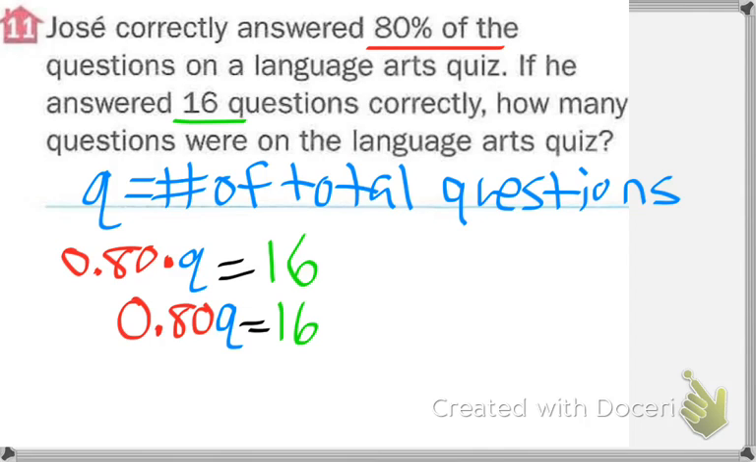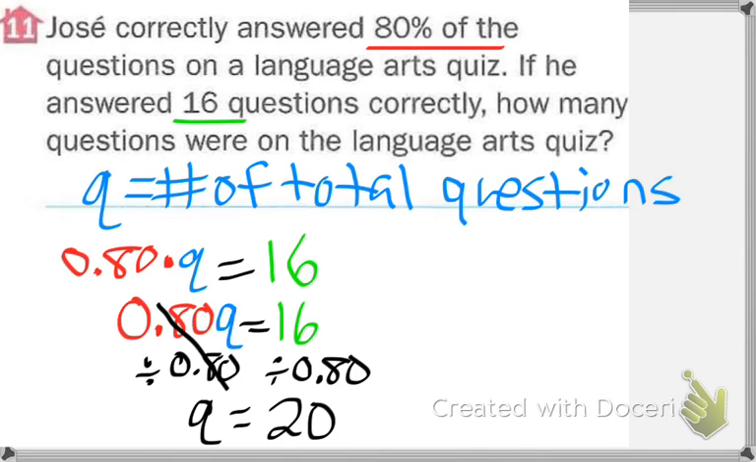Solve this like you do any decimal or rational or any coefficient questions, separating it from the variable, and you're done. Calculator's your friend for the decimals. We end up with Q equals 20, meaning there were 20 total questions on this quiz. Put that into words and you're done.